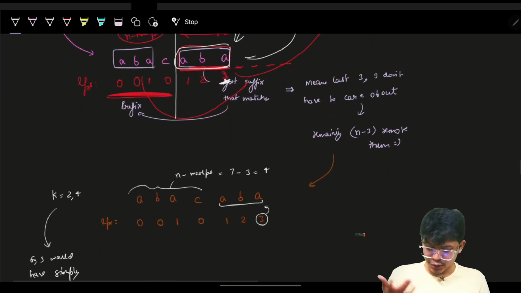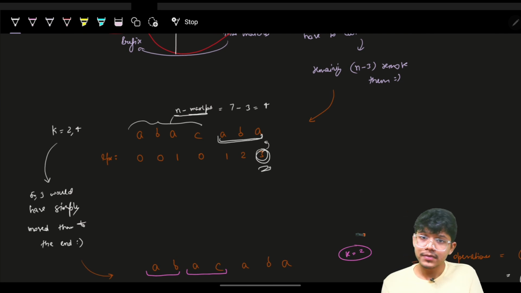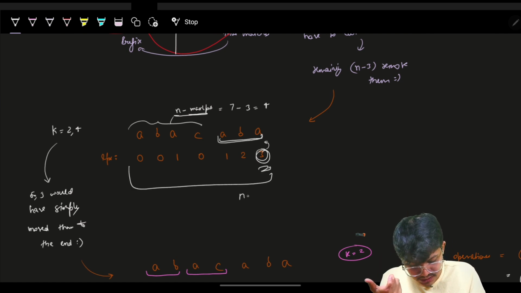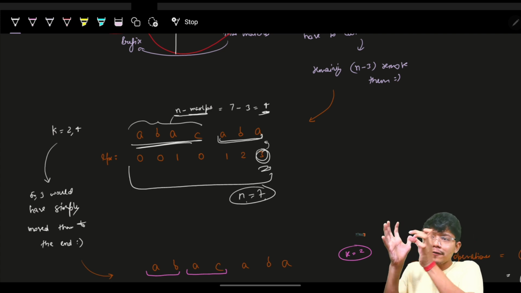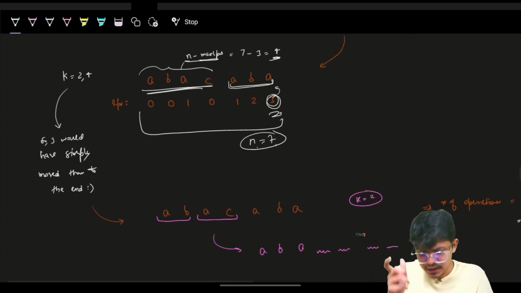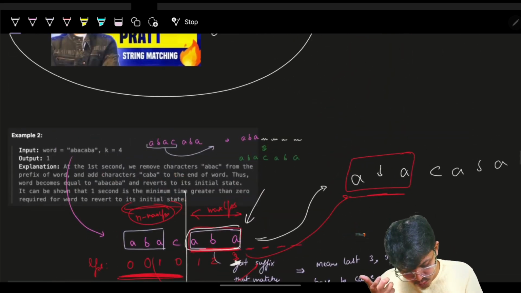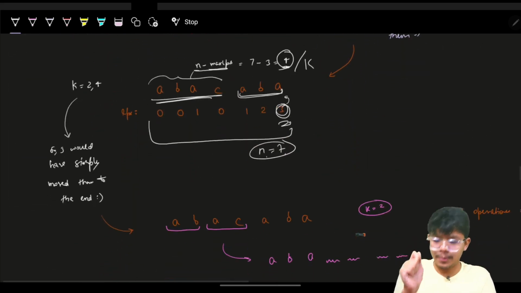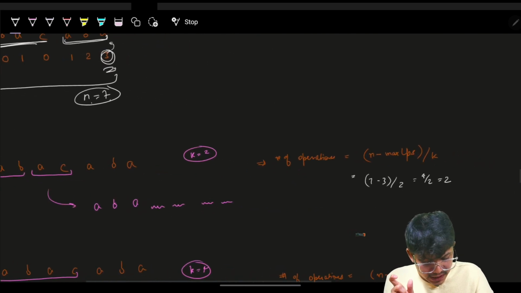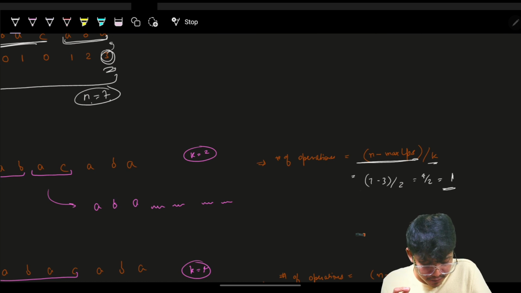So one thing is for sure: the LPS length was 3, and n was 7. The remaining length will be 7 minus max LPS length, which is 4. So now I have 4 characters. I have to move them in bunches of k. How many times will I move it? Simply this length 4 by k. And if you remember, my k in this question was 4 itself. So I would need just one operation, which is n minus max LPS by k, giving us one operation.